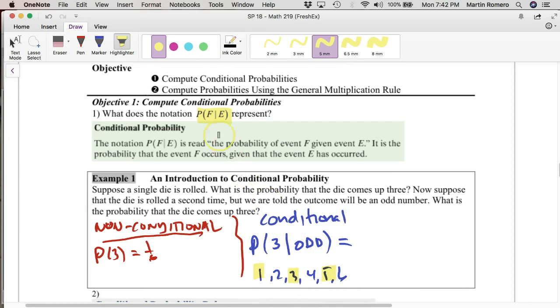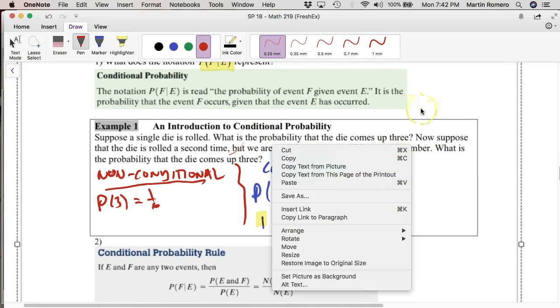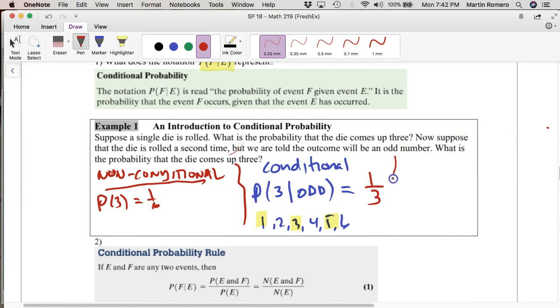And so what are our choices now? The probability of rolling a 3 given that you know it's odd is not 1/2 like I said earlier, it's going to be 1 out of 3. So that's an example of conditional probability, okay? And so we just figured that out by doing computations.